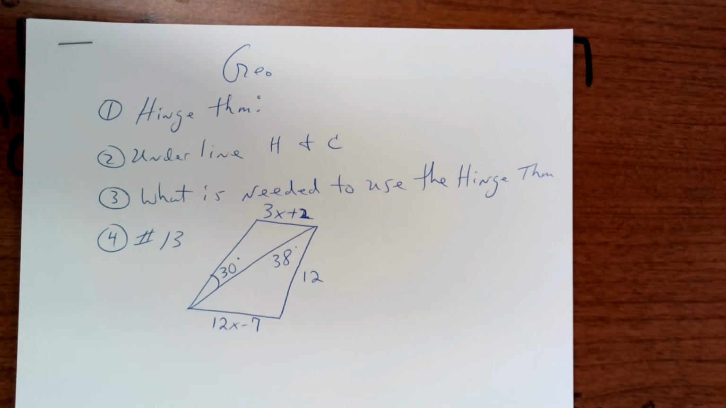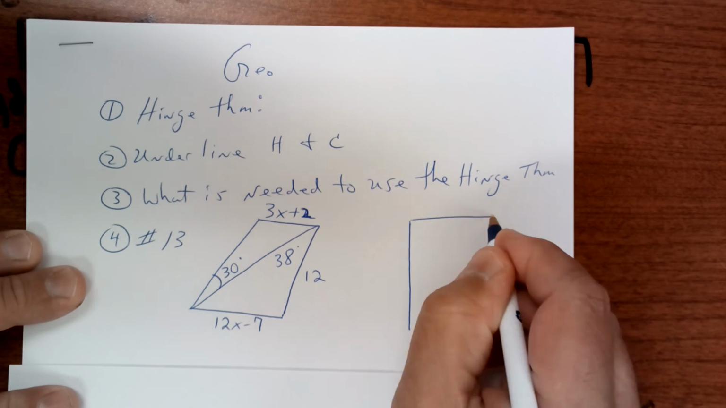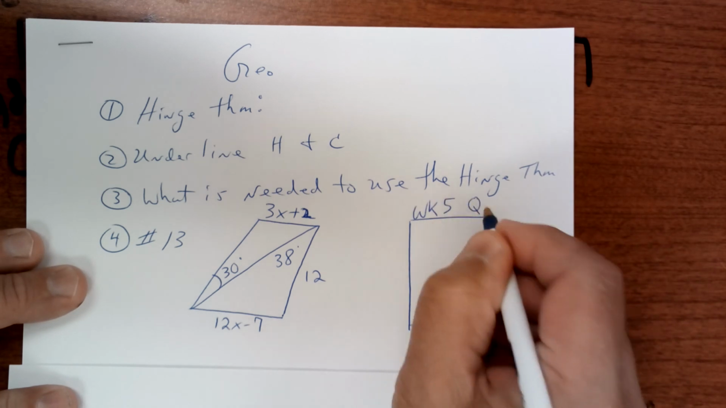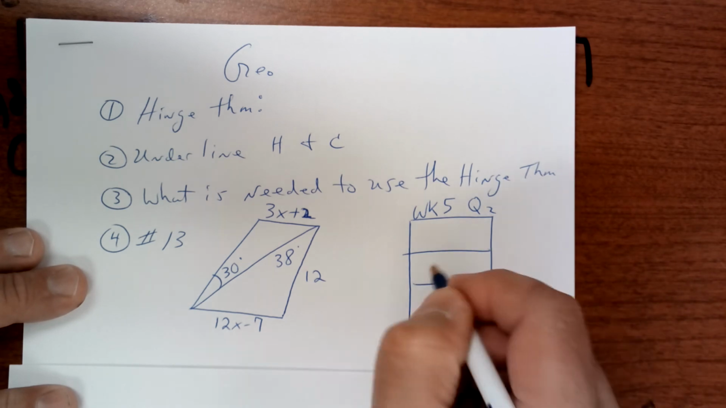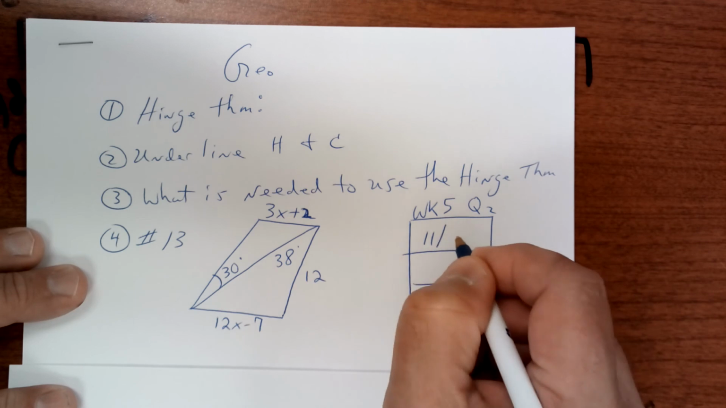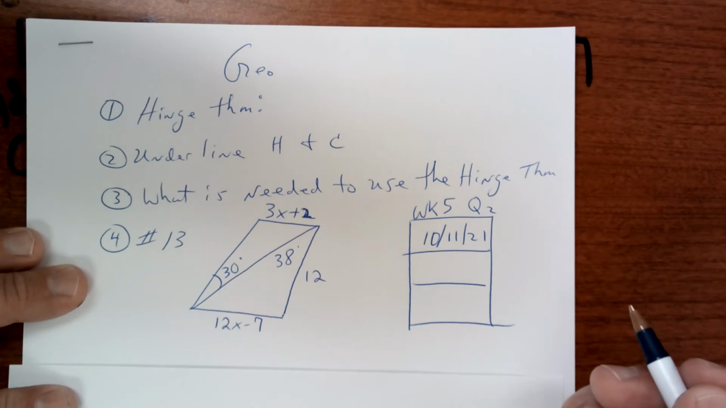And by the way, you will have a test in geometry this weekend. Notice on your bell work, this should be week 5, order 2. Go ahead and label it now. Today's date is Thursday, so it's going to be on the back side, 10/11. Okay, all right, so let's take a look here.